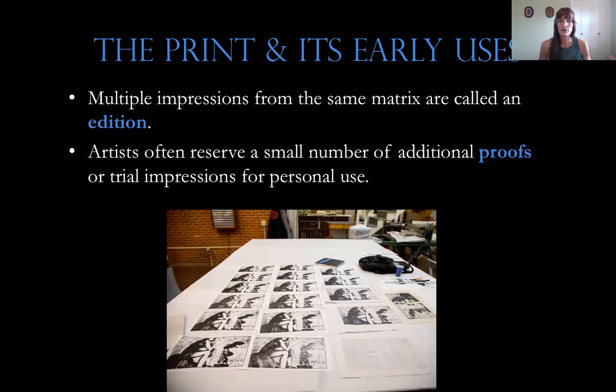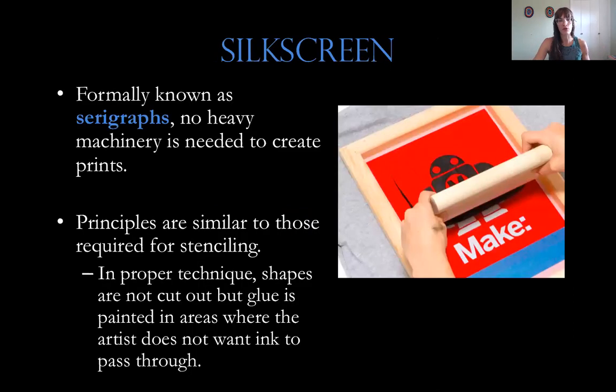Artists also often reserve a small number of additional proofs or trial impressions for personal use. So you can see here in this image that this artist has created 1, 2, 3, 4, 5, 6, 7, 8, 9, 10, 11, 12, right? They've created a bunch of prints and it probably didn't take them all that long, and they used the same matrix. So what does this do to the role of the artist?